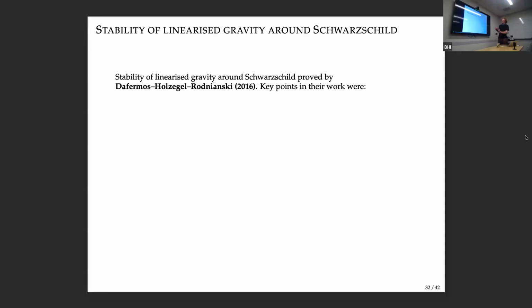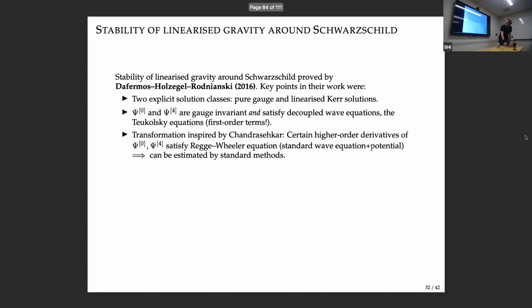And then it was proved by Dafermos, Holzegel and Rodnianski that you have linear stability for this system. And okay, in view of the time that I have left, I just want to say very quickly that the main insight they had is that, on the one hand, and this has been known by physicists for a long time, that C0 and C4, which is why I'm talking about them so much, both of them are gauge invariant and satisfy decoupled wave equations called the Teukolsky equations. However, these Teukolsky equations are mathematically hard to deal with because they have first order terms. And here is the crucial insight.